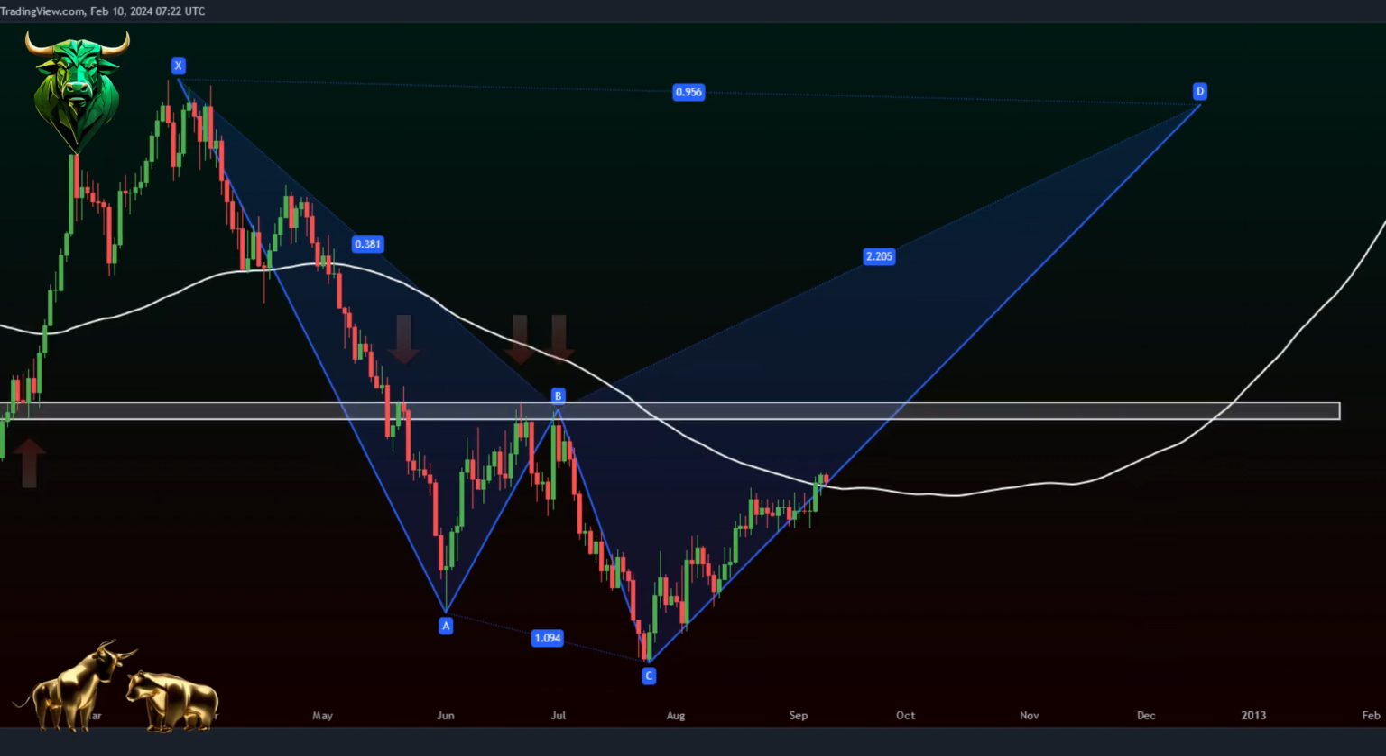4. Drawing support and resistance lines. Draw a resistance line and a support line on the chart. Observe how the candlesticks interact with these levels. Multiple touches on a line indicate its significance.